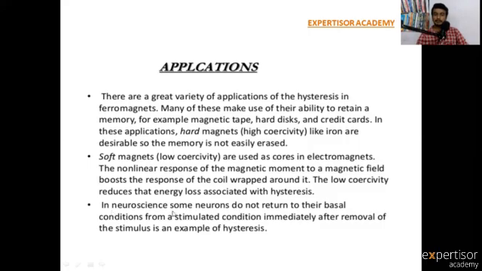Next, in neuroscience, some neurons do not return to their resting conditions from a stimulated condition immediately after removal of the stimulus, which is an example of hysteresis. So these are the applications of hysteresis. This is the concept of hysteresis.